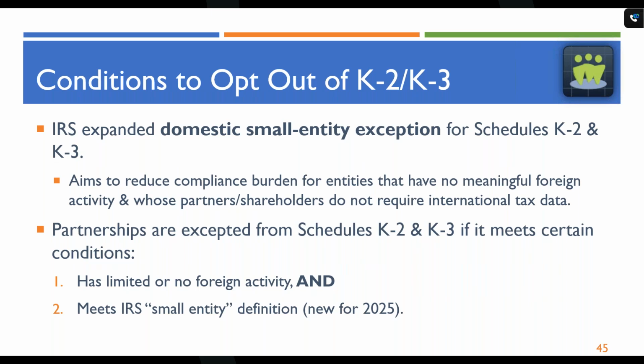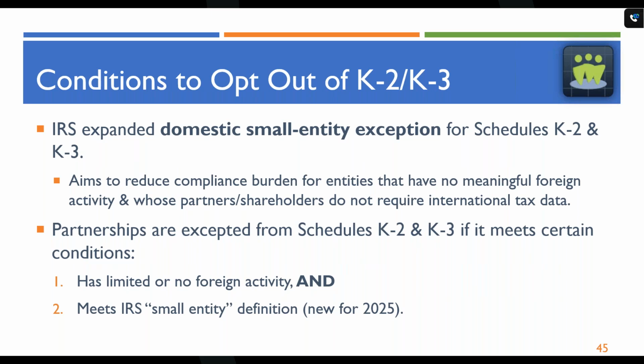So there's now a new domestic small entity exception for K2 and K3, and that's just to release the burden for smaller partnerships who generally don't have a whole lot of international tax data. And from last year and years before, there's another way to get to the exemption. You can opt out if you met certain conditions.